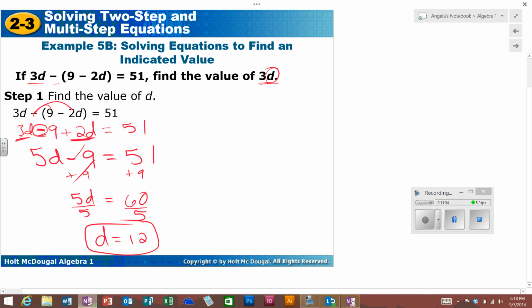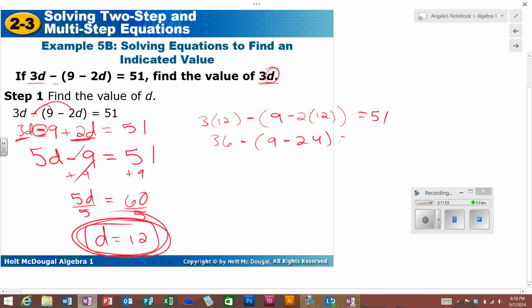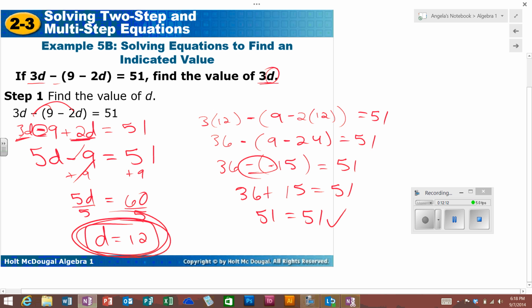If you wanted to check if this was correct, let's say you weren't sure if that d was correct, we can always check our answer by plugging that back into the original equation into every location where there is a d, and check this way, okay? So that makes 36 minus negative 15. That makes 36 plus 15 because of a negative negative. So then I get 51 equals 51. So again, remember, you can check your solutions.